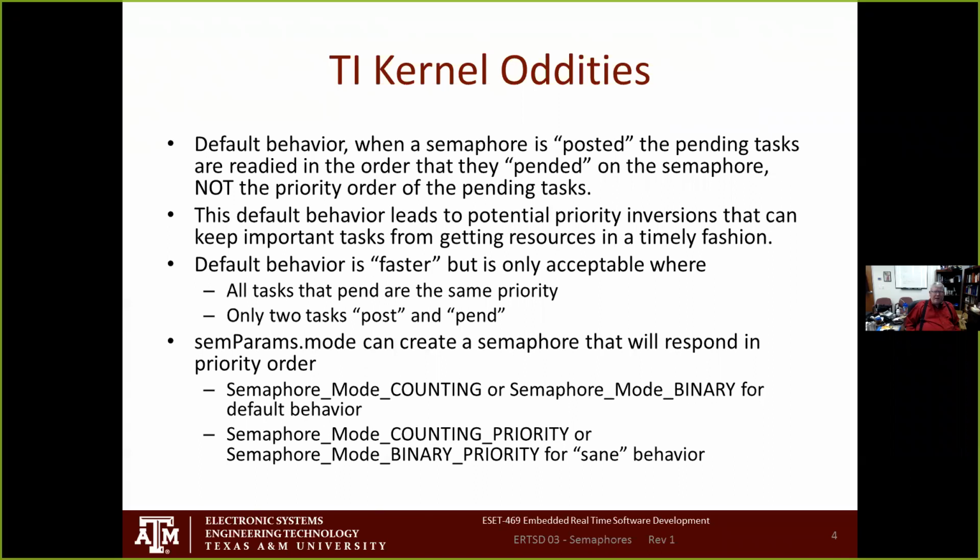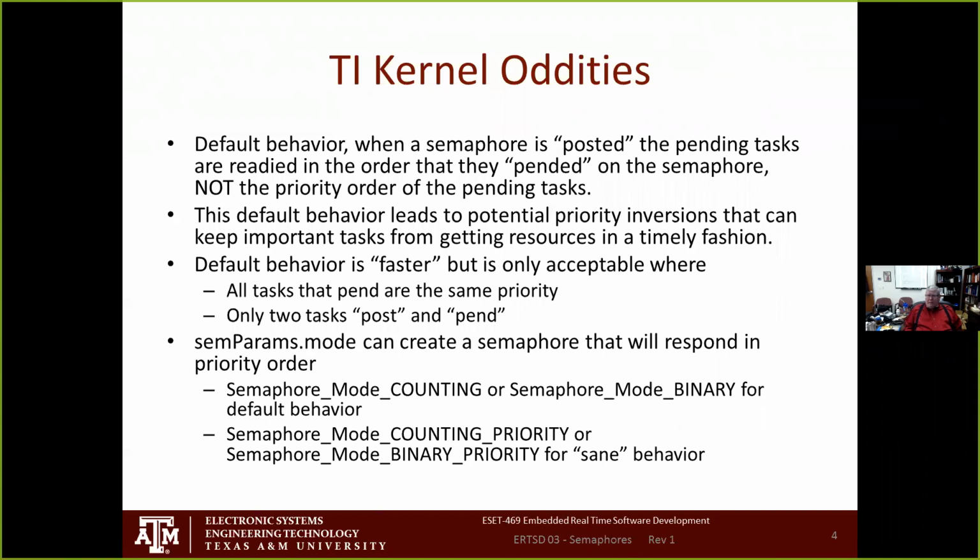But what it results in is a potential priority inversion, where a lower priority task, in effect, gets a higher priority simply because it asked first for a resource. That's not good behavior, and it is not typical of kernels. The only reason I can think of that TI did it this way is so that when they show people what their performance specs are, the latency for semaphores looks substantially better.